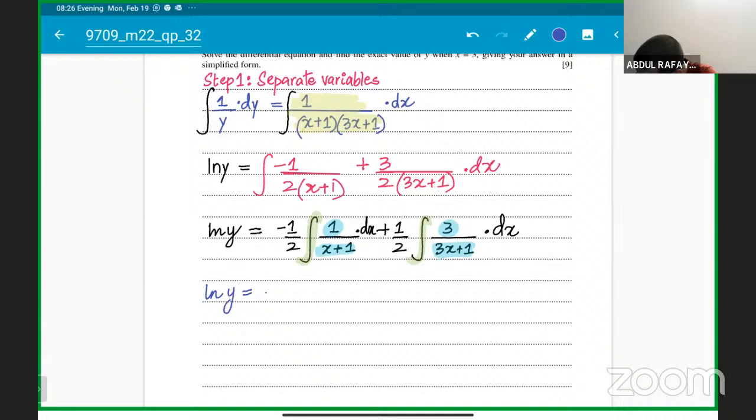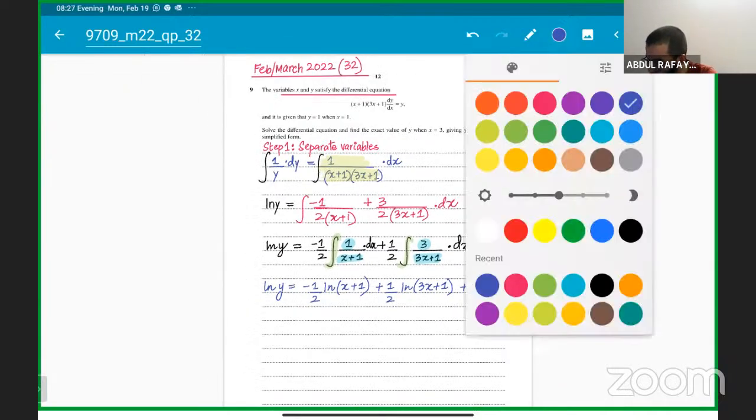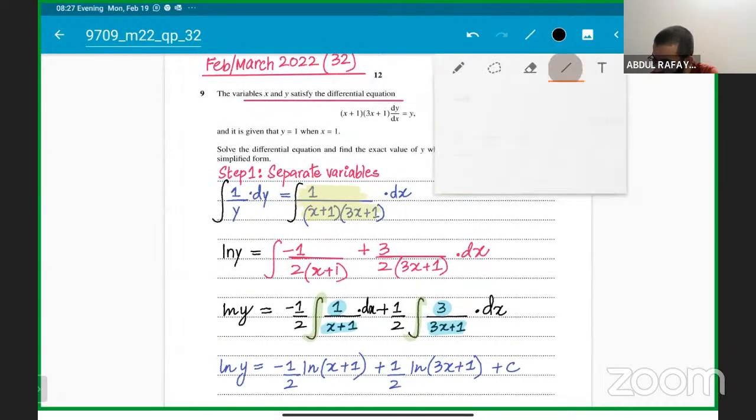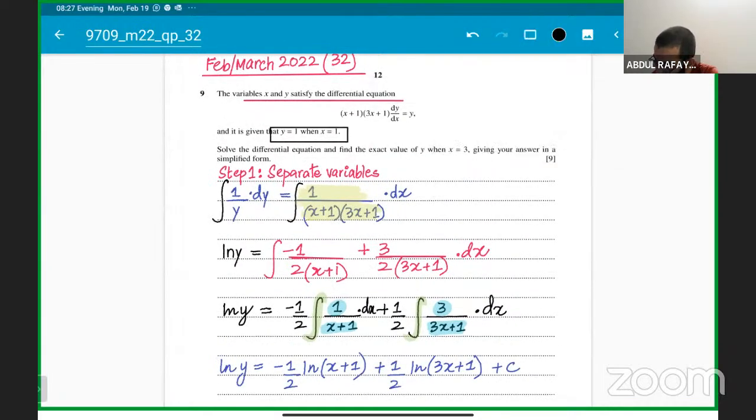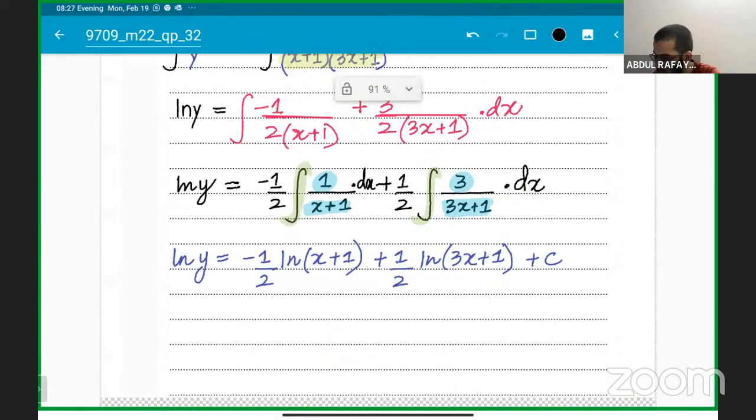ln y is equal to, the integration will be minus half times ln x plus 1 plus half times ln 3x plus 1 plus c. That is step number 3. Step number 2 was the integration that we have done. We'll have to find the value of c. How, sir? By the given that when y is 1, x is 1.